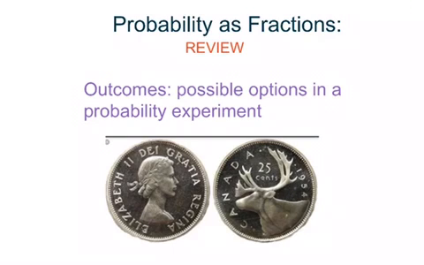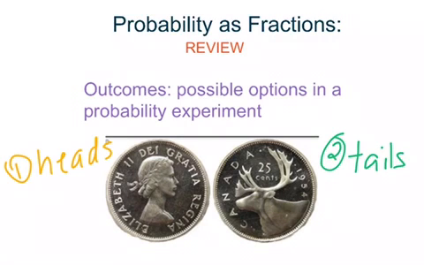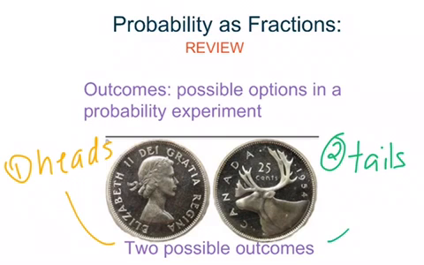So if we think about if we flip a coin, we want to know what our possible options are, or what our possible outcomes are. So we could land on heads or we could land on tails. Those are the only two possible things that could happen if we flipped one coin. That means we have two possible outcomes. We could have heads or we could have tails. So flipping a coin has two outcomes.